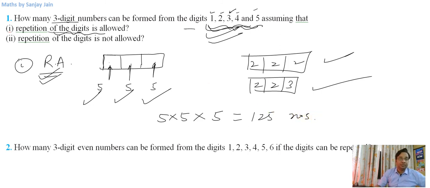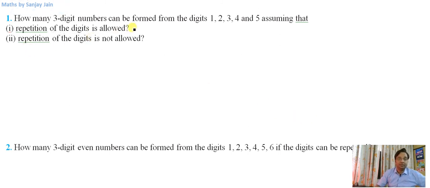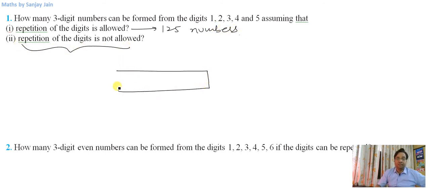Okay, so the first answer to the first part is 125 such numbers will be formed. Now look at this, repetition of digits is not allowed. Now we need to form 3-digit numbers. If I fill the first place, or any of the places, with any of these digits, how many options do I have to fill this place? I've got 5 options, right?